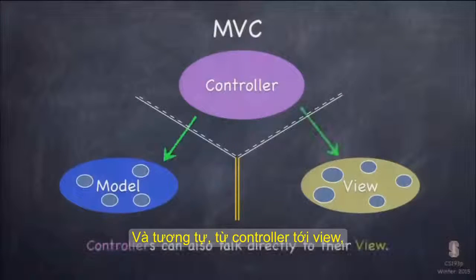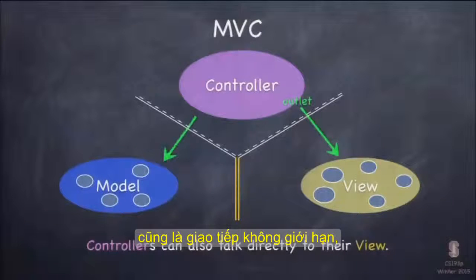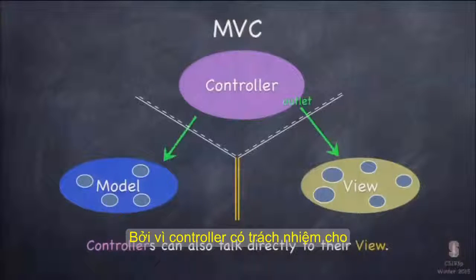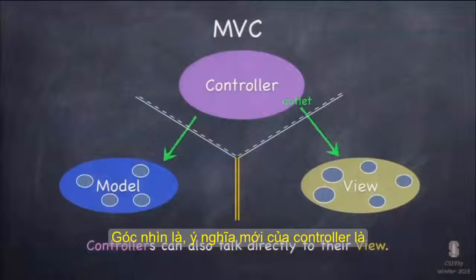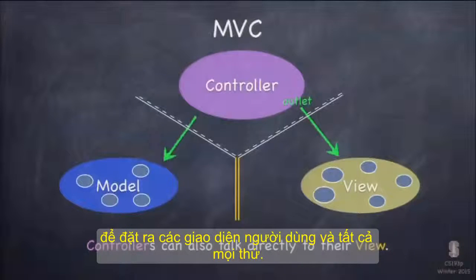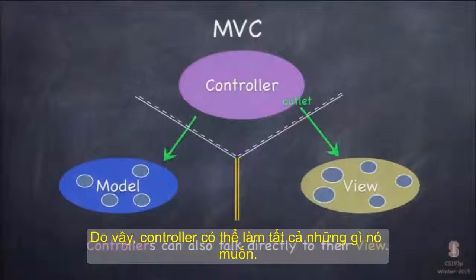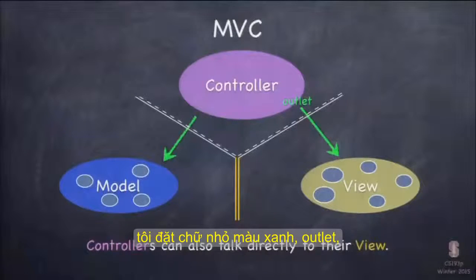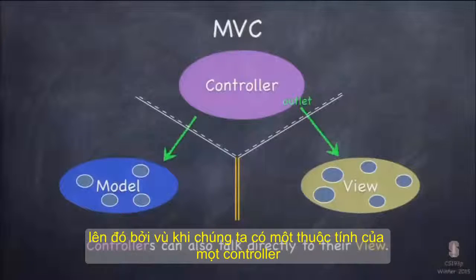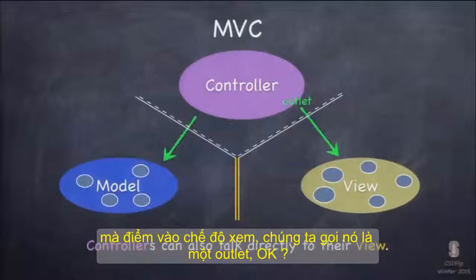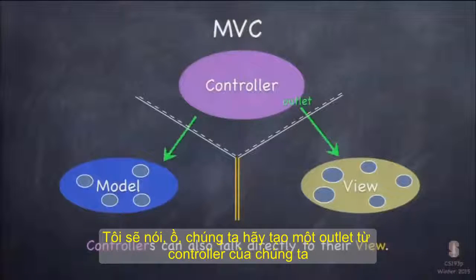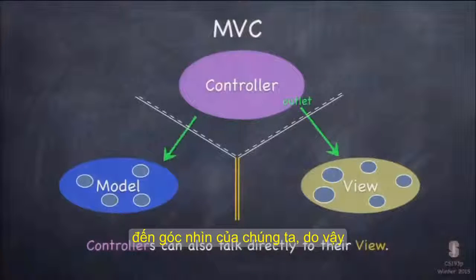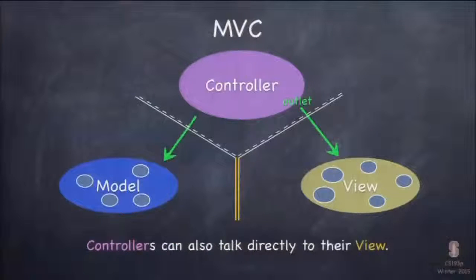Similarly, from the controller to the view is also unlimited communication, because the controller is responsible for using its own minions. The view is the controller's minions to lay out the user interface and all that stuff. So the controller can do anything it wants. I've put that little green word outlet up there because when we have a property of a controller that points into the view, we call it an outlet. You're going to see that in the demo on Wednesday. I'm going to say, let's create an outlet from our controller to our view so our controller can talk to its view.